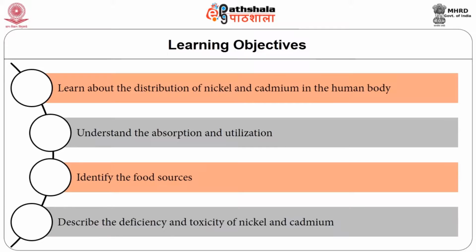After reading this episode, you will be able to learn about the distribution of nickel and cadmium in the human body, understand the absorption and utilization, identify the food sources, and describe the deficiency and toxicity of both nickel and cadmium.